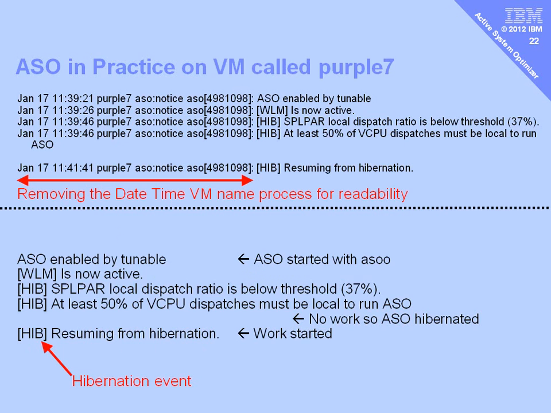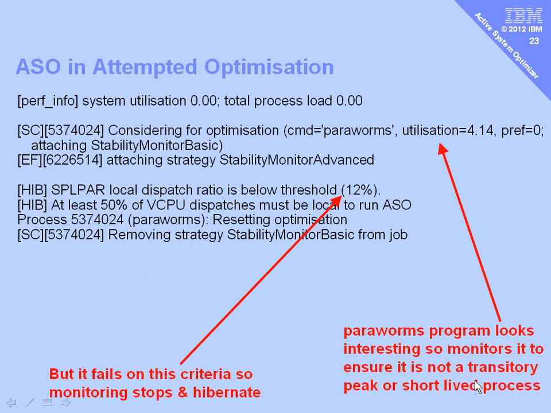So this is what the log file looks like. At the top half we see there's a timestamp and the machine and some bits and pieces that I'll remove for readability for the later logs. But immediately you can see that it's been enabled, it's been switched on, and it's now active. It finds that the logical partition is not busy enough to be worth trying to tune, so it'll actually go into hibernation.